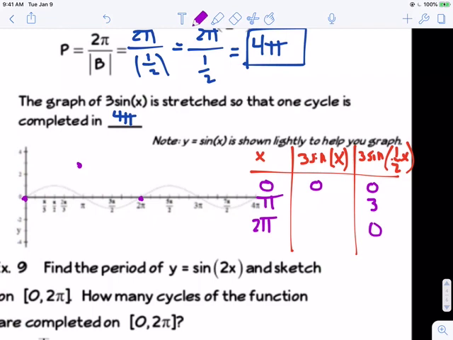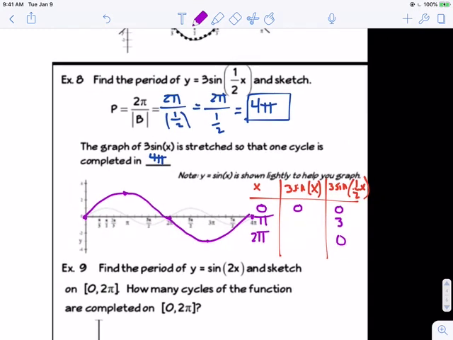Where's the next, before you leave, because I know the bell's going to ring, where's the next big hump going to happen? 3 pi. 3 pi, you got it? Where's the next 0 going to happen? 4 pi. 4 pi. Do you see how you can do this using a table? Sketch it. And there you go. Did it complete 1 full cycle in 4 pi? Yeah. Yep. And we're good. So that's what I wanted to cover today.